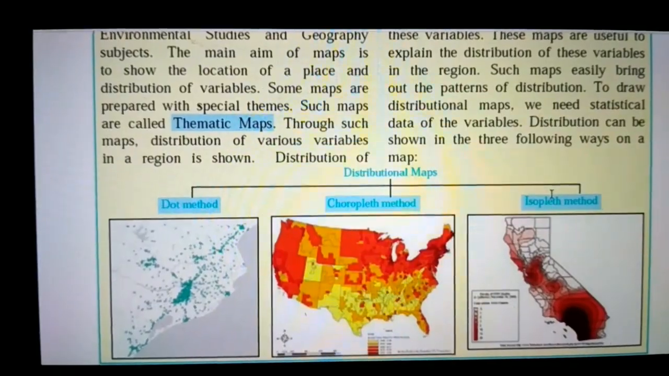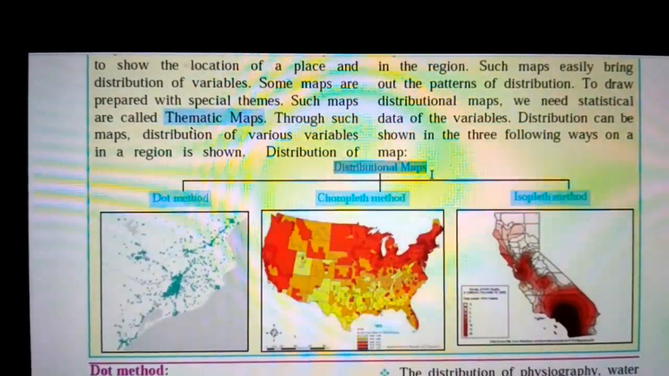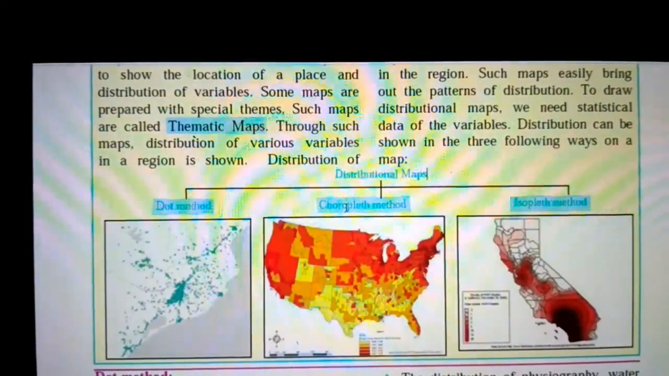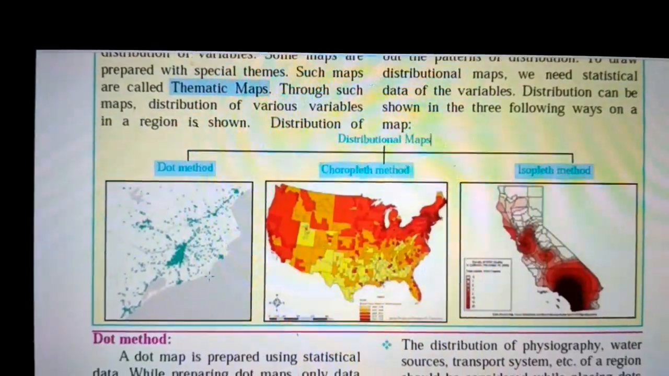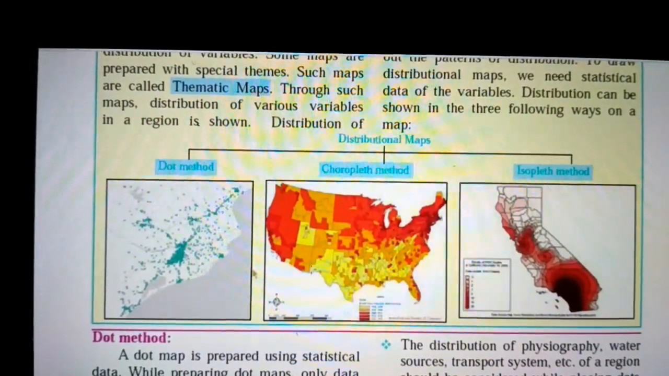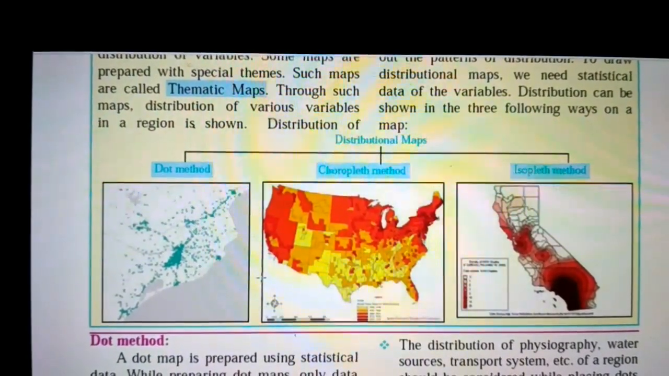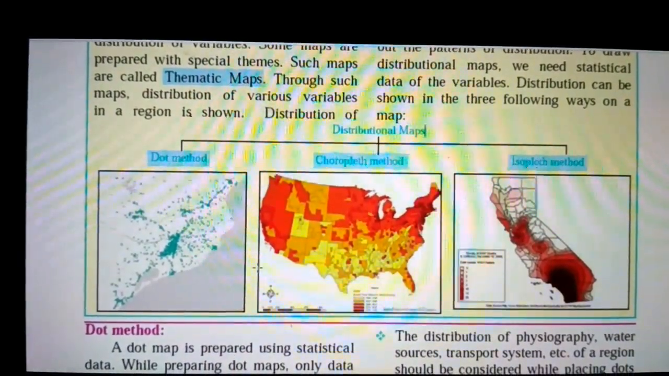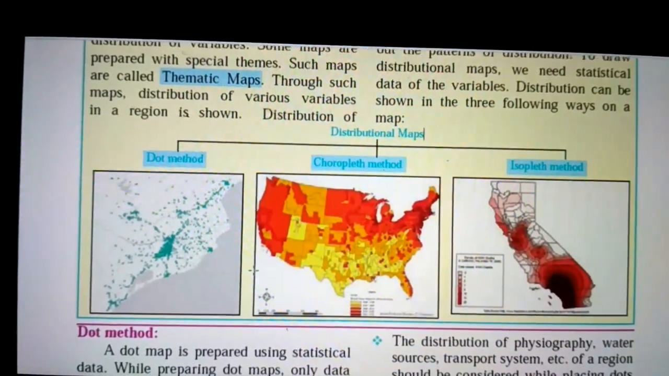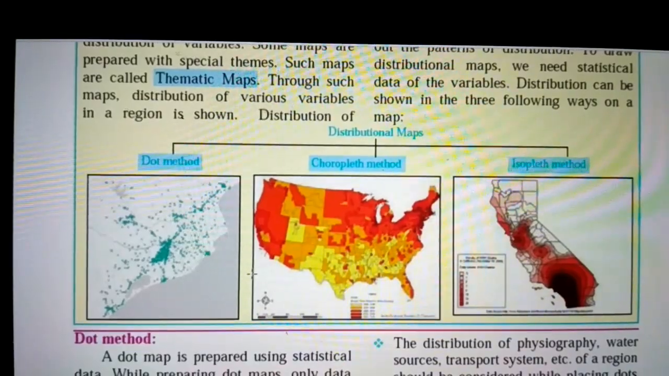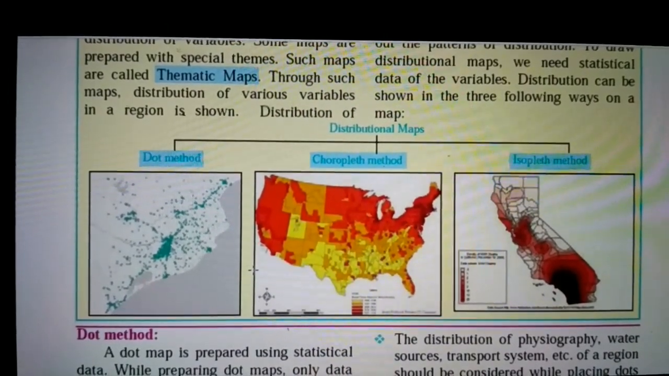Maps are of three types. First of all, we have the dot method. The second one is the Choropleth method, and the third is the Isopleth method. The dot method is made by using dots. The Choropleth method is made by using colors or tints, and Isopleth maps are made by using lines. So let us see in more detail.